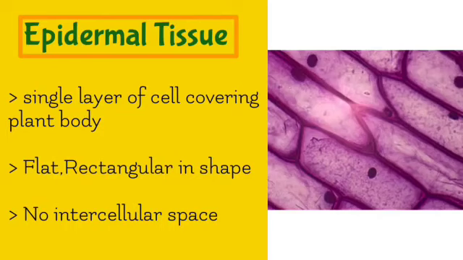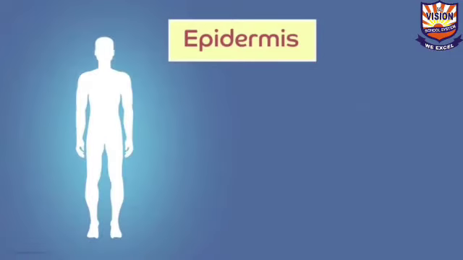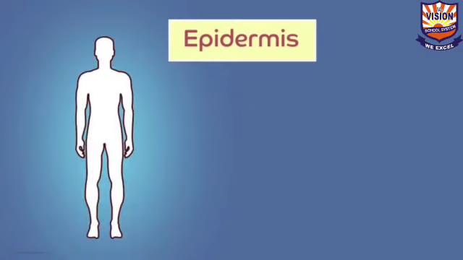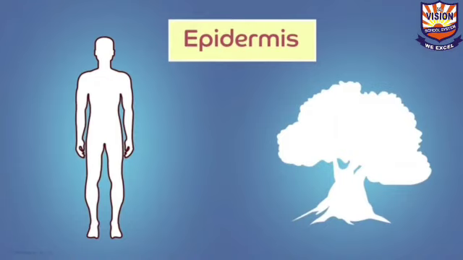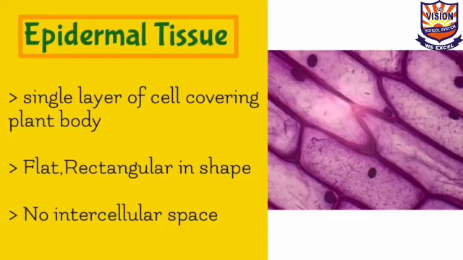Epidermal tissue. It is a single layer of cells covering almost the entire plant body. We humans need a layer of skin to protect our internal organs. So plants also require and possess a protective covering throughout their body, which is the epidermis. Since they form a protective layer, it is obvious that they do not possess intercellular spaces. Also, the cells are very flat in appearance and possess a thicker outer cell wall.